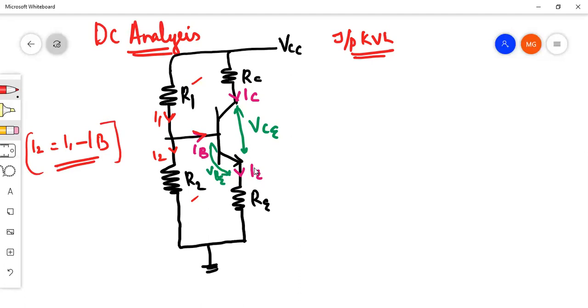While taking this input KVL, there is dissipation across both R1 and R2. So in the input KVL, I can write VCC equals the voltage drop across R1 plus the voltage drop across R2. The voltage drop across R1 is I1 R1, and the voltage drop across R2 is I2 R2.